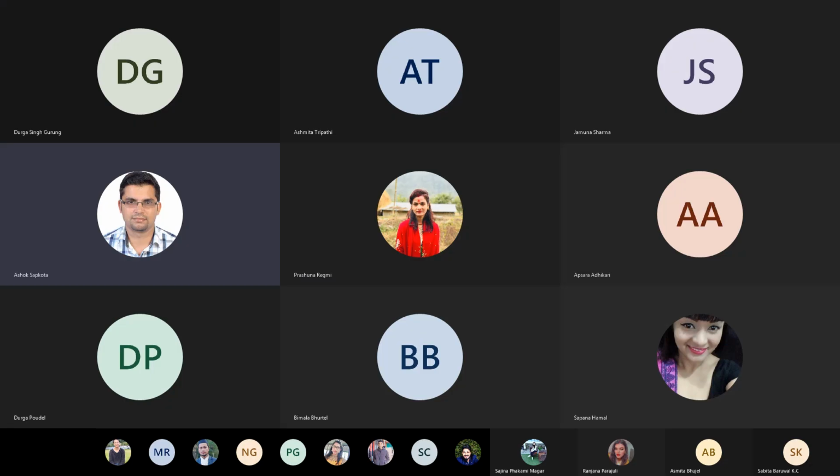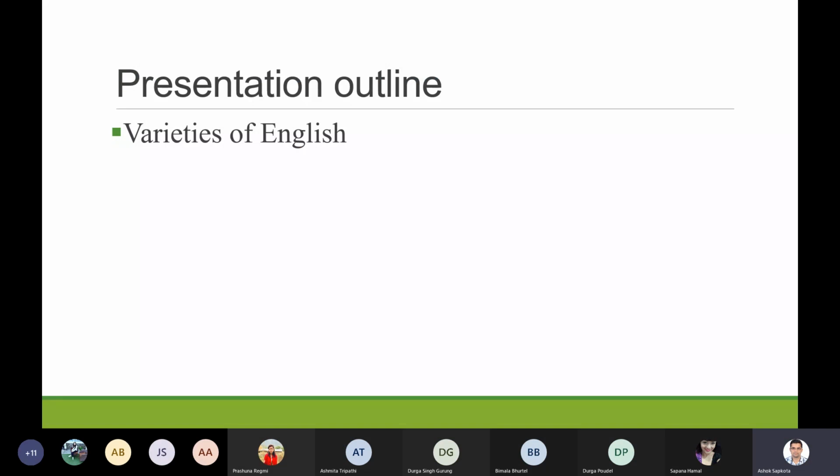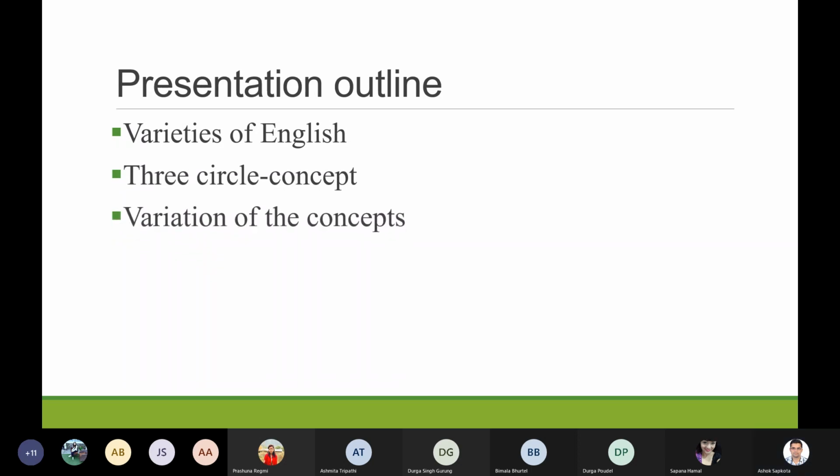Today's presentation is titled Varieties of English. Dear students, today we'll be focusing on how varieties of English make a difference in grammar use. We'll talk about the three circle concept. What does the three circle concept really mean? And how does the variation of the concept make a difference?